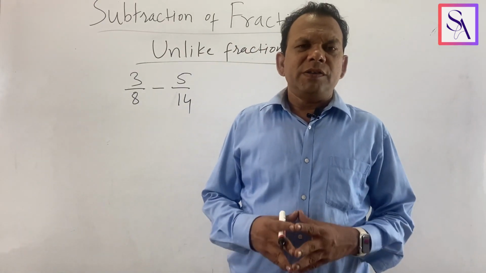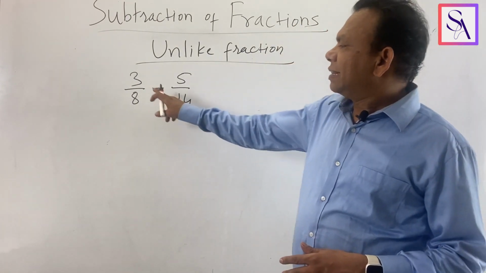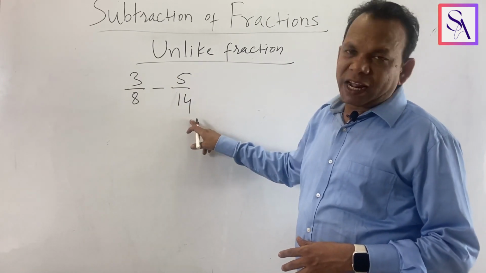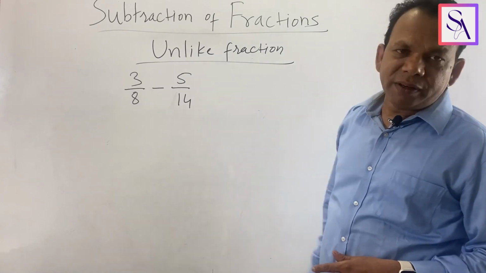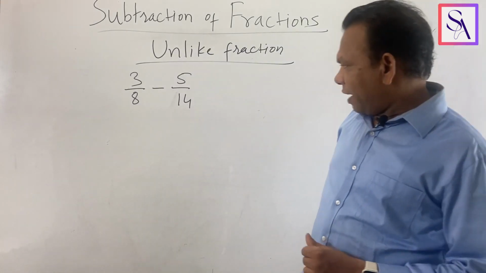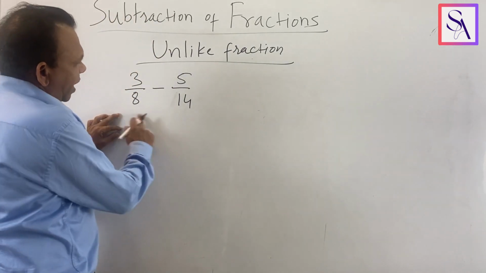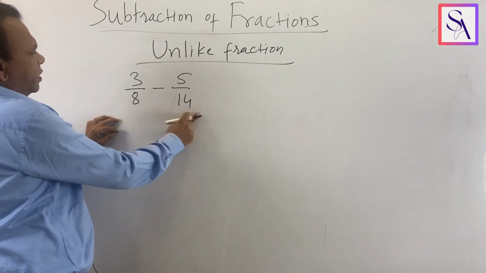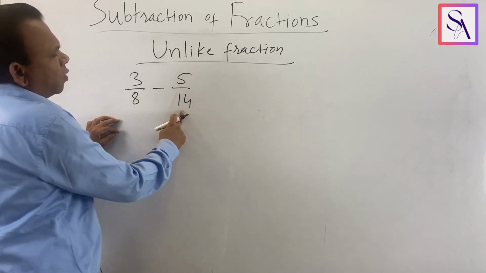Now subtraction of unlike fractions. We'll take the example 3 by 8 minus 5 by 14. These two fractions are unlike because the denominators are not the same, right? So how to do subtraction? Similar to addition, you have to make these denominators the same. So here you need to bring the same denominator, right? So how to do that?